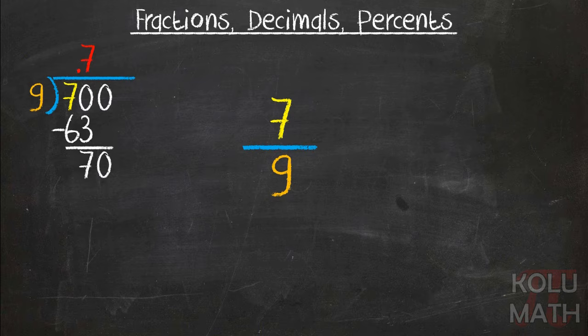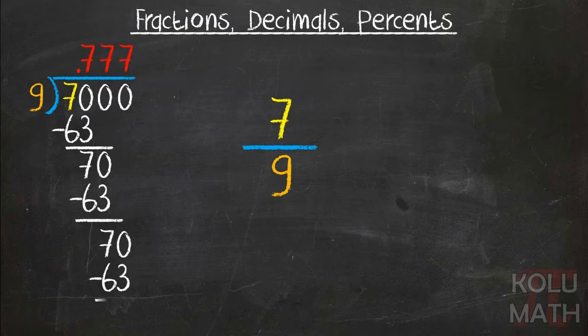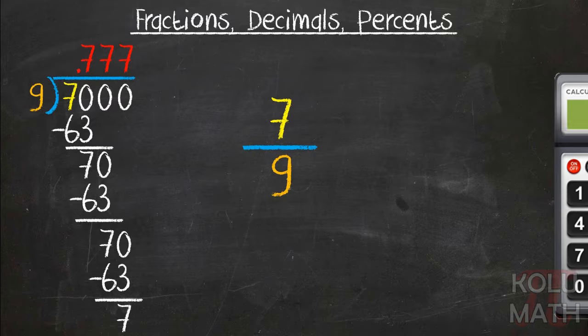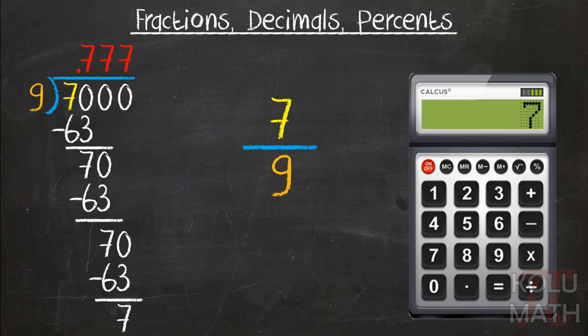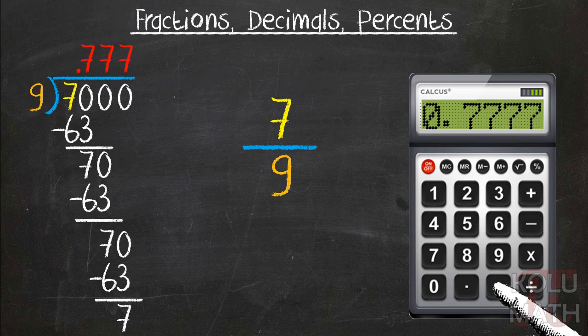Okay, this is oh, wait. Huh. Well, this just looks like I keep getting 7s, and I've kind of run out of space here. Let's see what the calculator has to say. Okay, 7 divided by 9 equals 0.777. Huh. Well, actually, guys, what we stumbled upon here is what we call a repeating decimal.